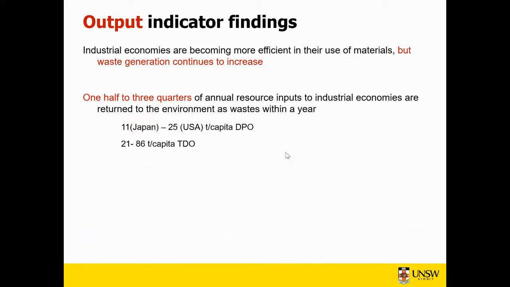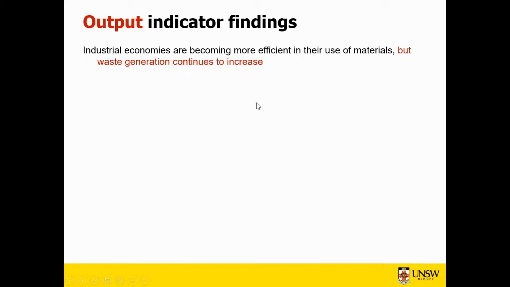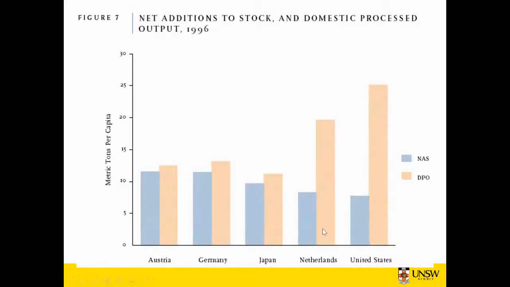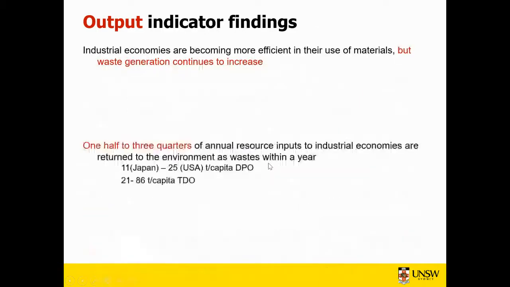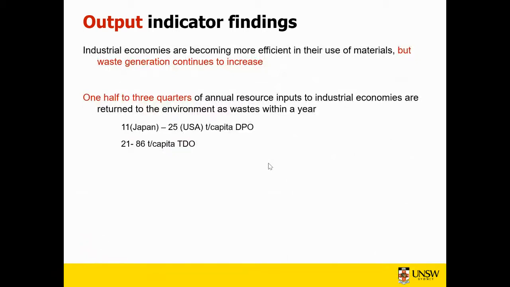And then we see that within a year, we have half to 3/4 of the resources being returned. So they split it to this. Outputs are normally larger than addition to stock. So this also reflects a consumption pattern.